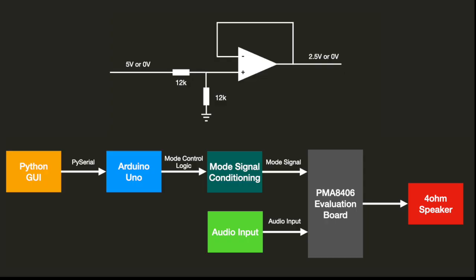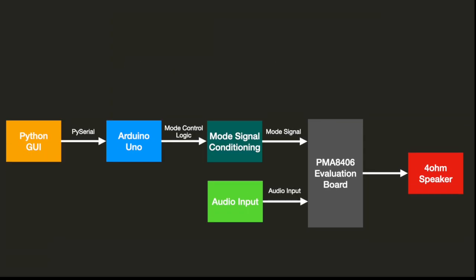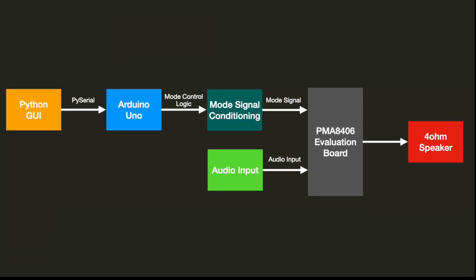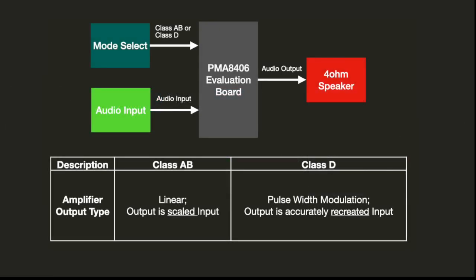In addition to the mode signal, we have an audio input signal, which in my case is either from my cell phone or from my laptop. My inspiration in getting this chip was to have a convenient way to assess the Class AB and Class D audio amplifiers. Remember that the Class AB output is just a scaled version of its input, and the Class D is a pulse width modulation output which recreates its input.